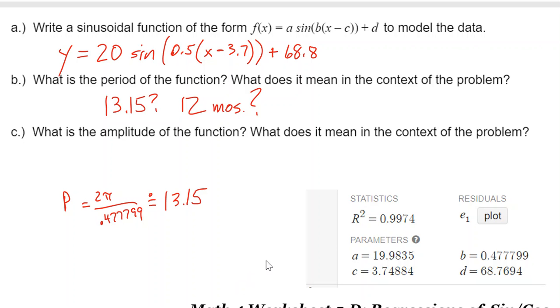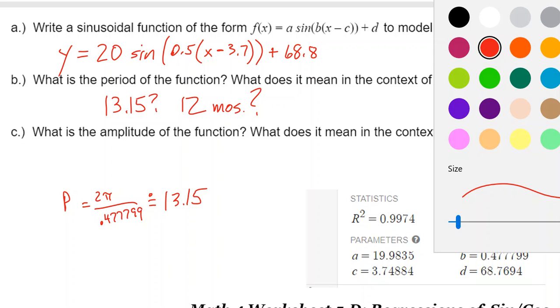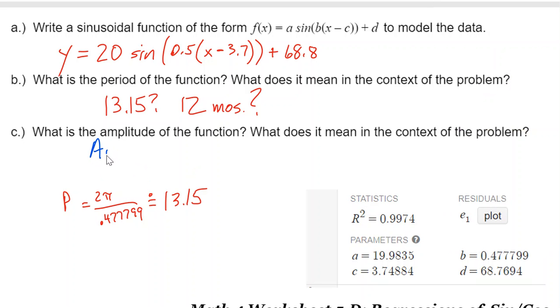All right, what is the amplitude of the function? The amplitude would be 20. What does it mean in the context of the problem? Well, we're talking about 20 up and 20 down. So that means that in the course of the function, there's a variance of 40 from absolute top to absolute bottom.